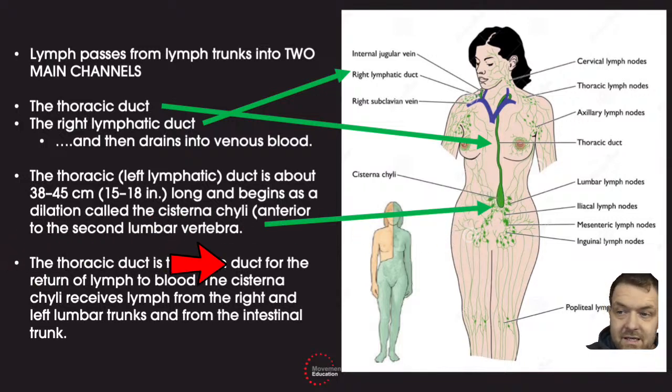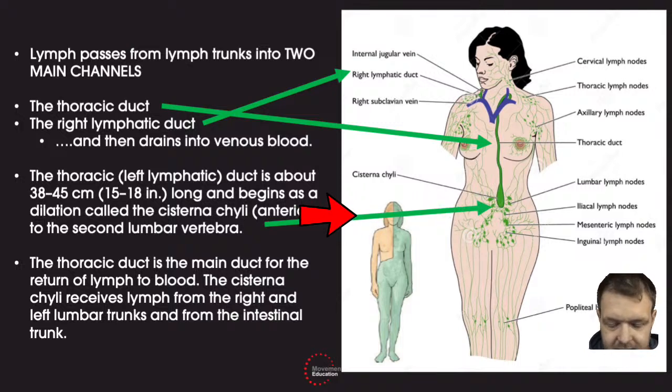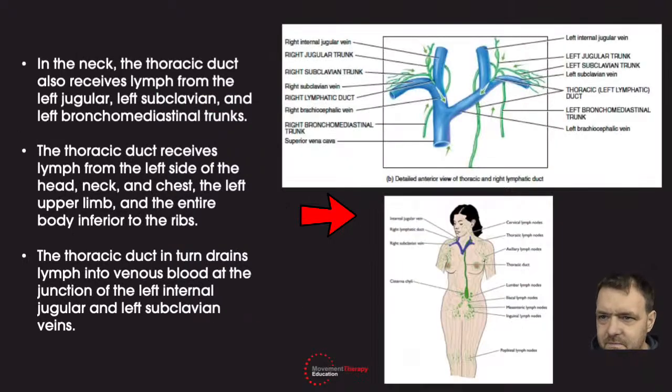So the thoracic duct is the main duct for the return of lymph to blood. Cisterna chyli receives lymph from the right and left lumbar trunks and from the intestinal trunk. So everything around this region is draining into that cisterna chyli. Okay, cool. So hopefully now that makes a bit more sense to you.